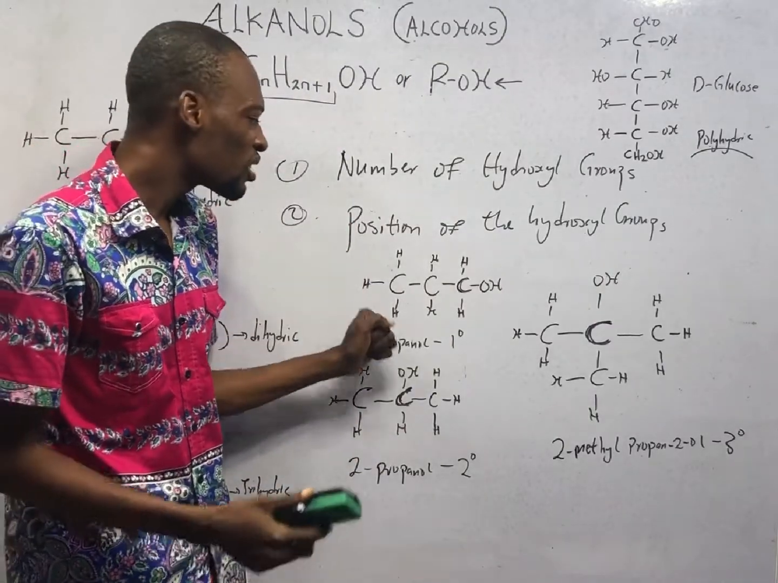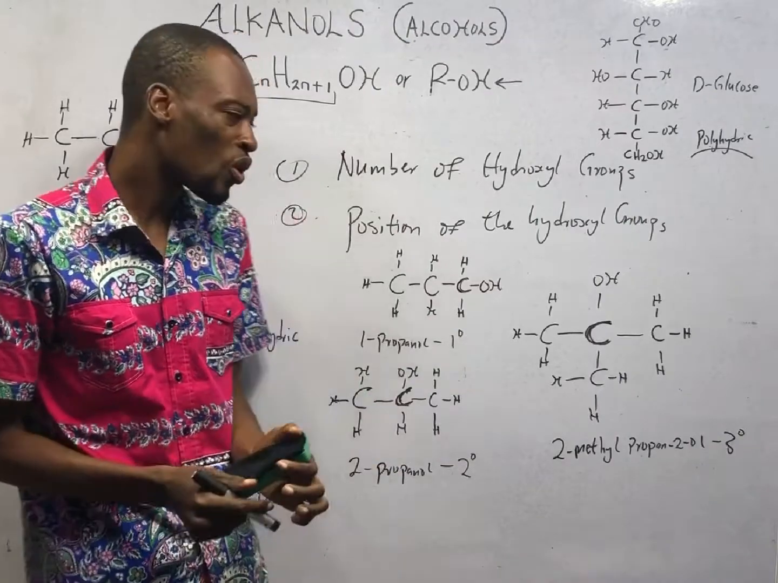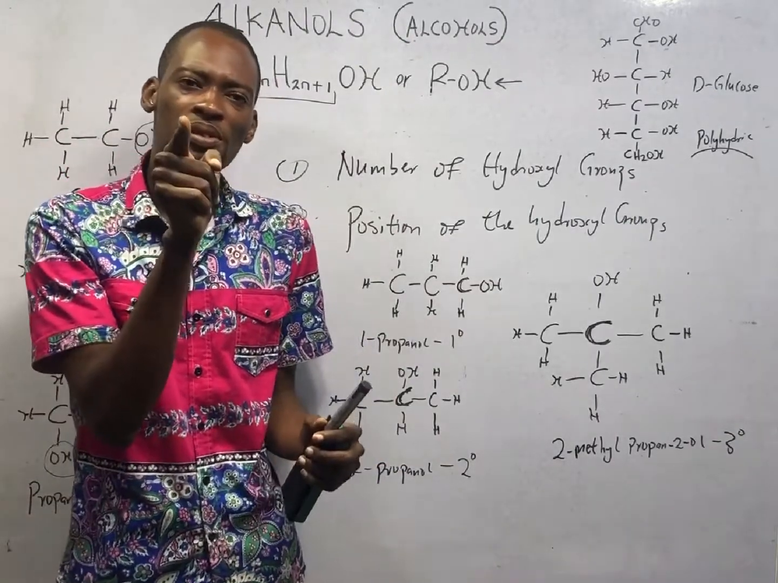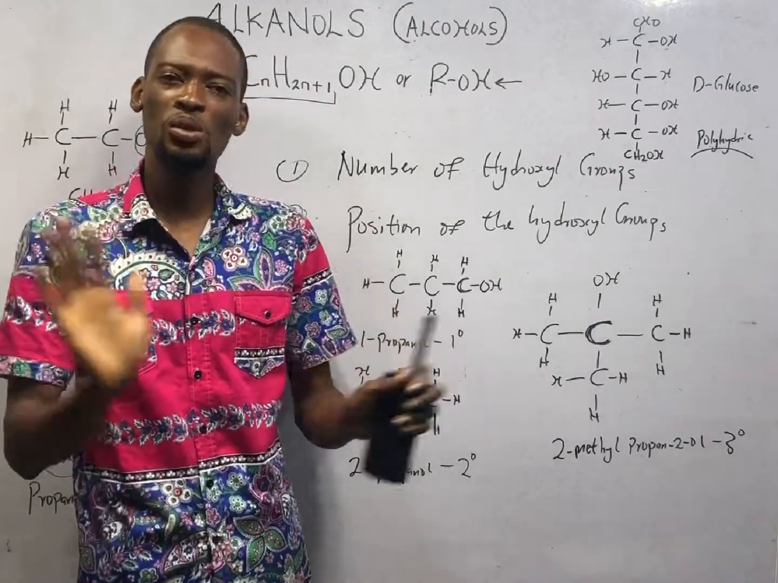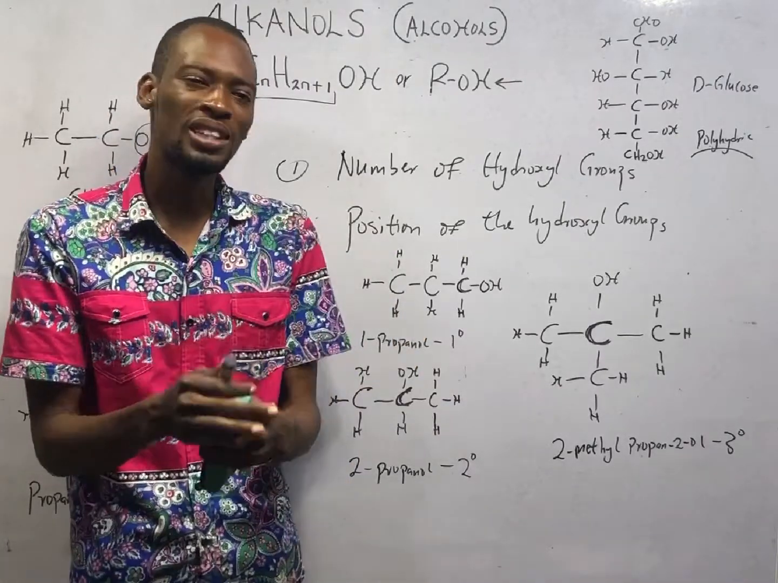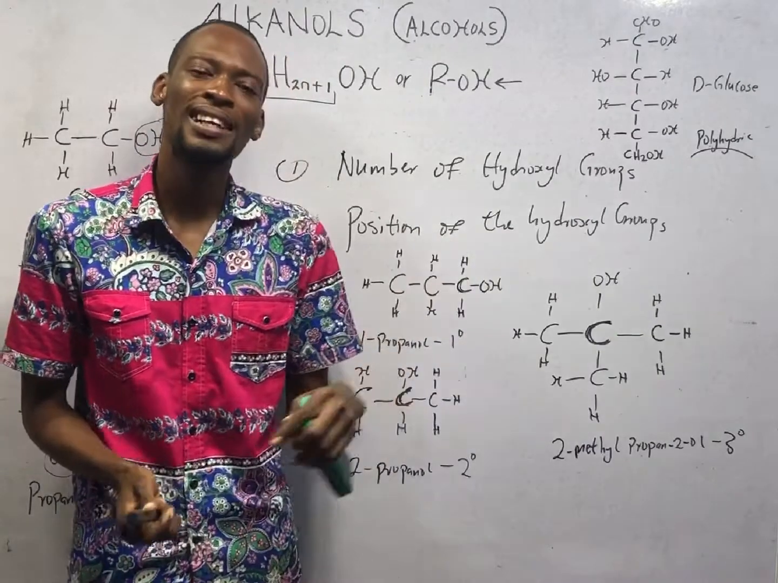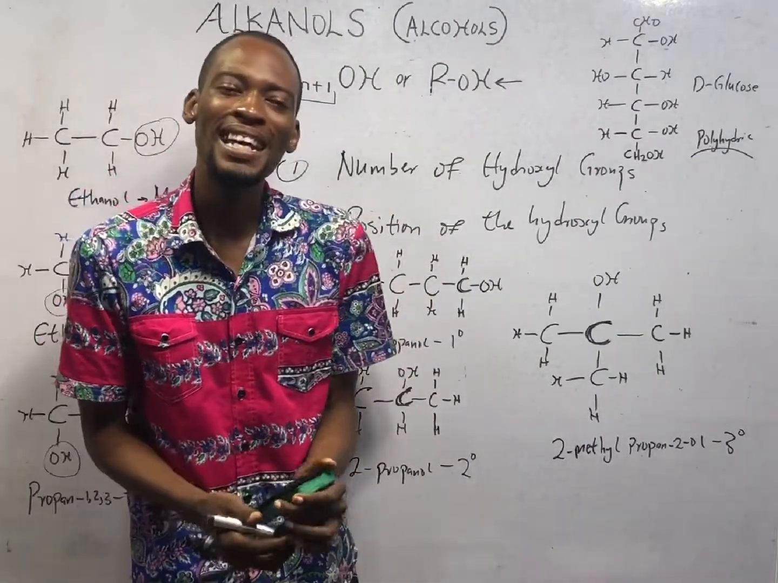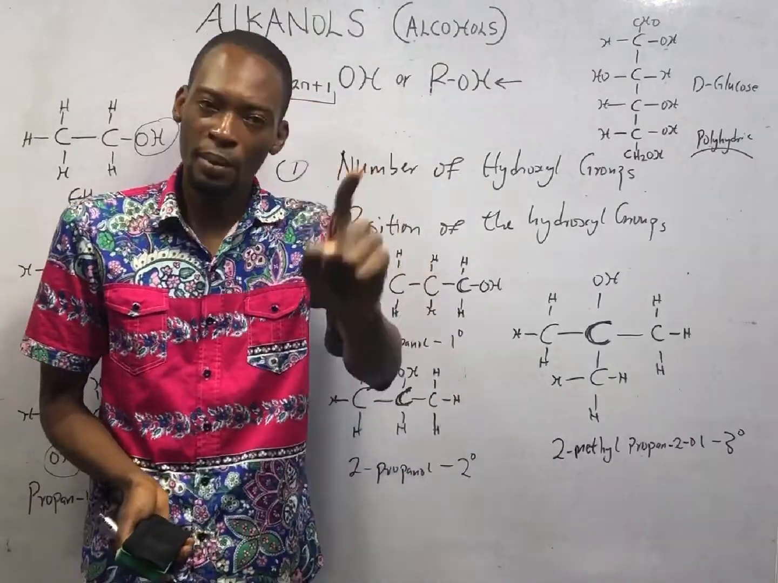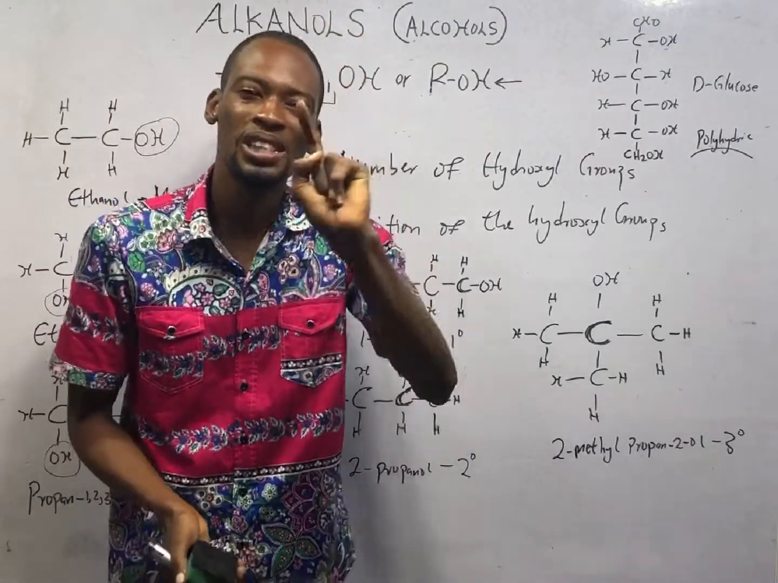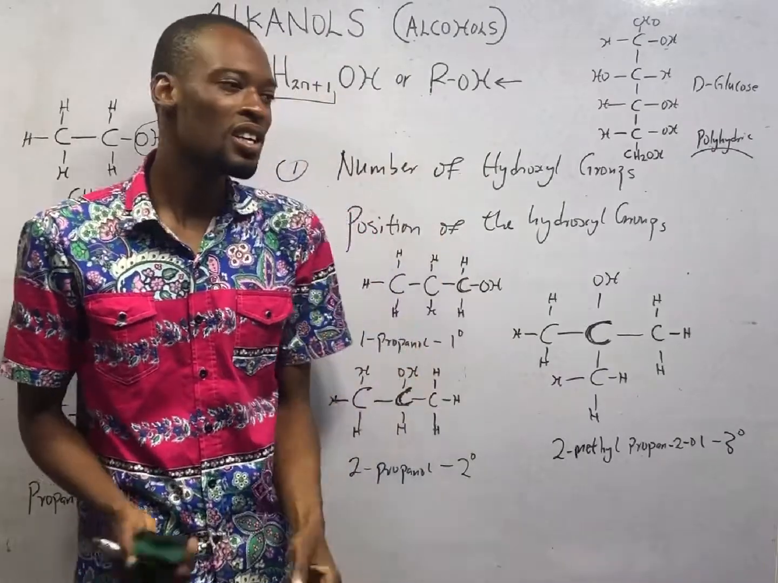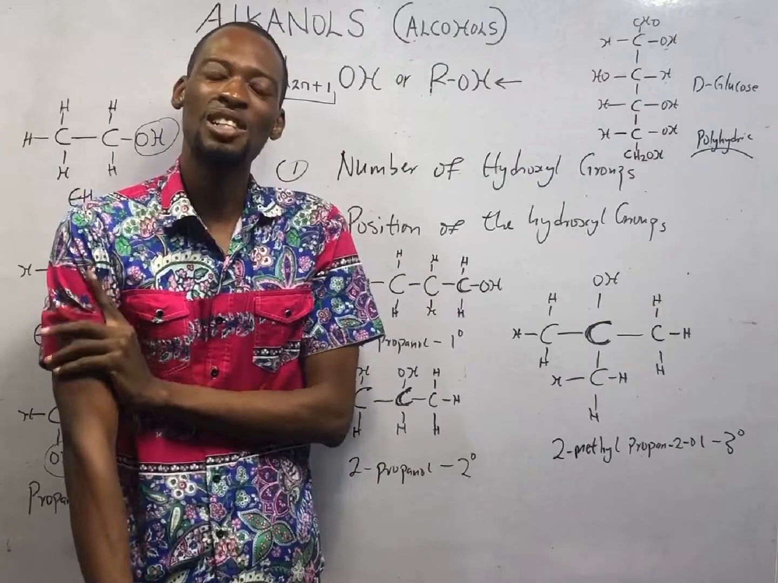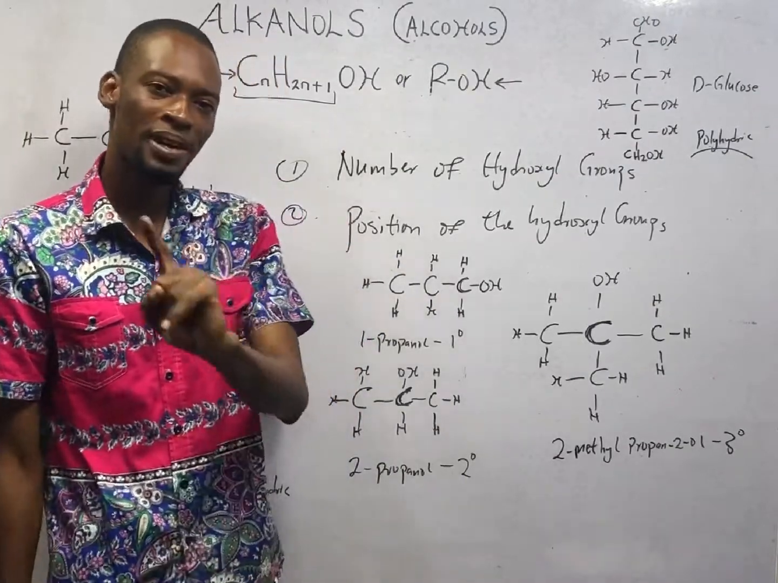Primary alkanols are simply alkanols in which only one carbon is attached to the carbon carrying the OH group. A primary alkanol is any alkanol that has just one carbon directly linked to the carbon carrying the OH group. In other words, a primary alkanol is an alkanol that has the hydroxy group attached to a primary carbon.